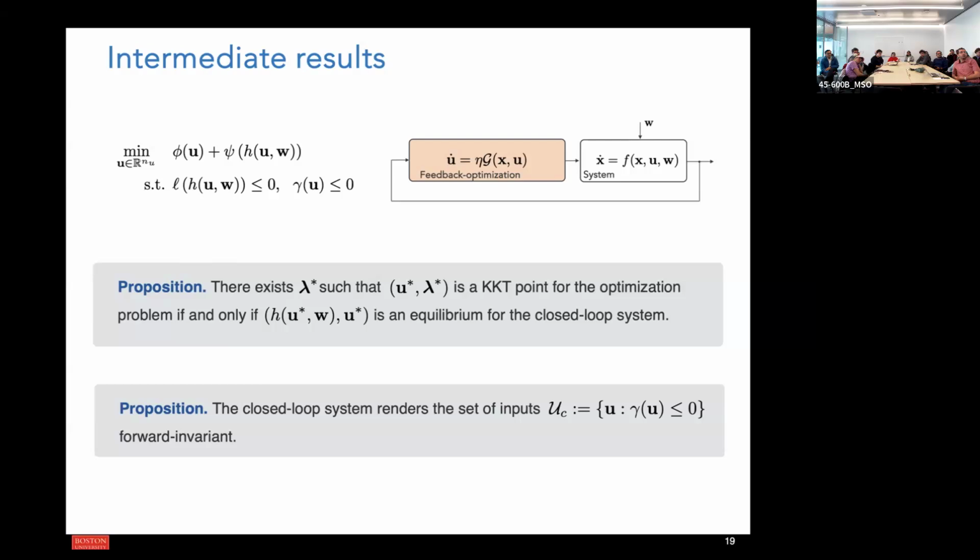So this is the first intermediate result. The second result is that this closed loop system renders the set of inputs forward invariant. So I have all the appropriate constraints on the input satisfied.